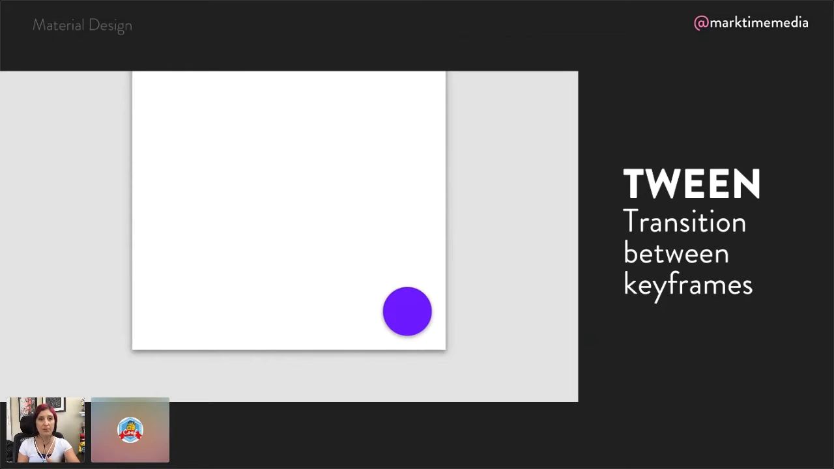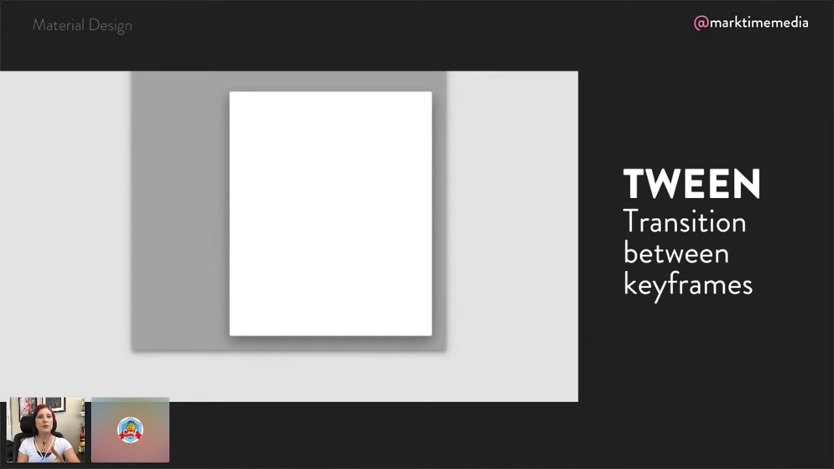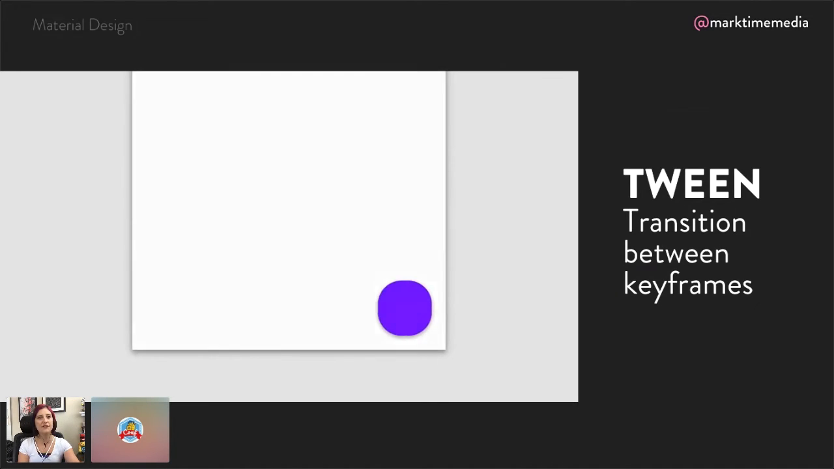So we're tweening shape, we're tweening scale, we're tweening color, we're tweening transparency because you can see the background has this overlay going over it. So lots of things are tweening here together to create an interaction that makes a lot of sense together.